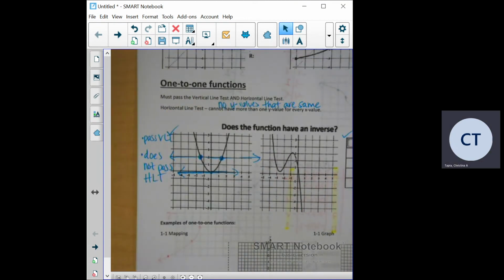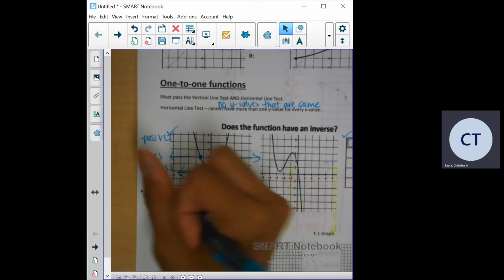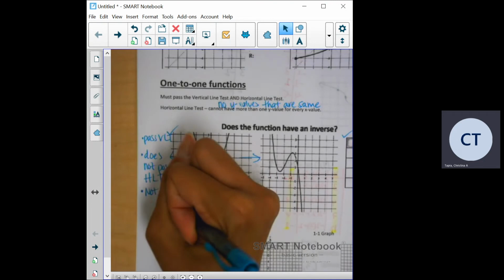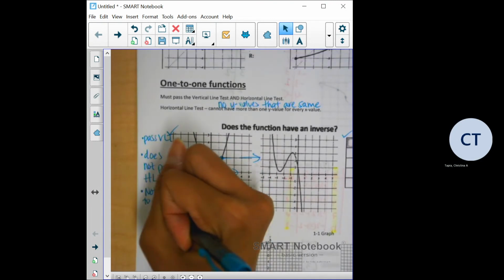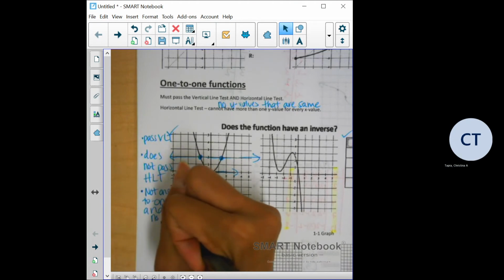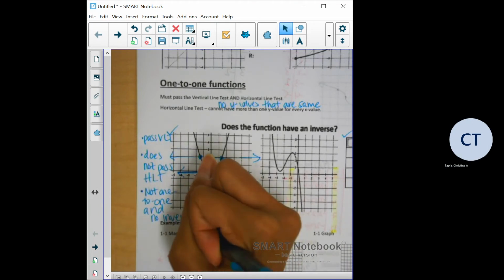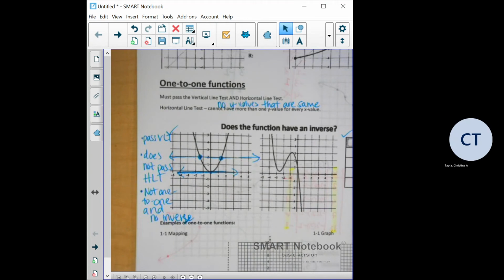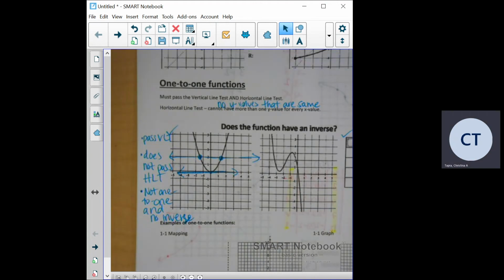Since it doesn't pass the horizontal line test, that means that the function is not going to be one-to-one, so it's not one-to-one. And there's no inverse. No inverse. So that's what that horizontal line will tell us. It's not one-to-one, which means it's not going to have an inverse.